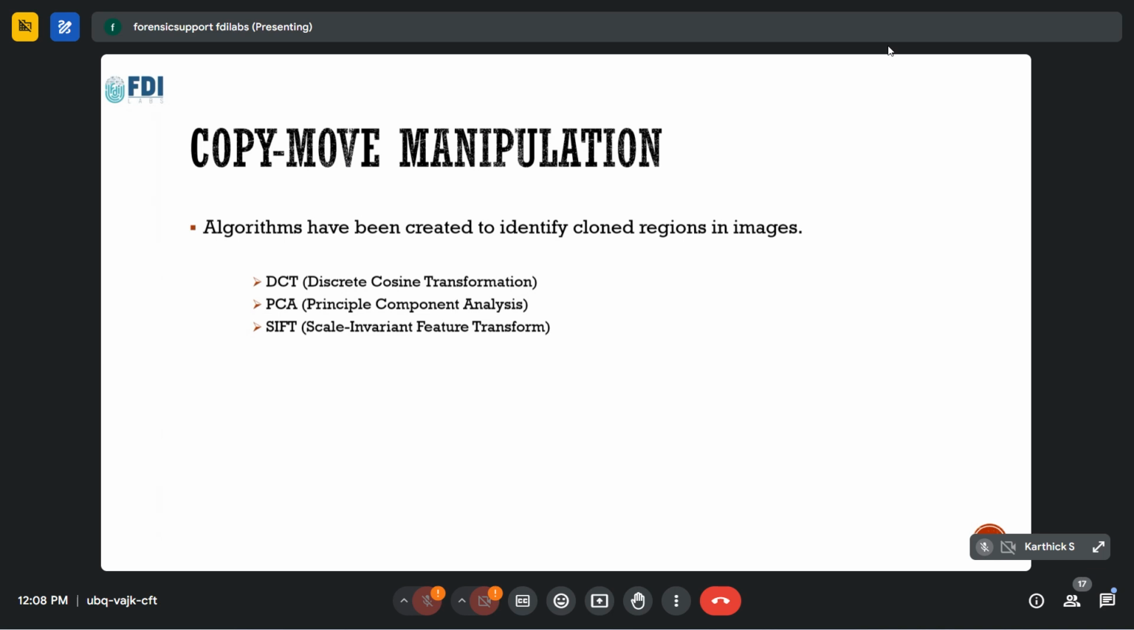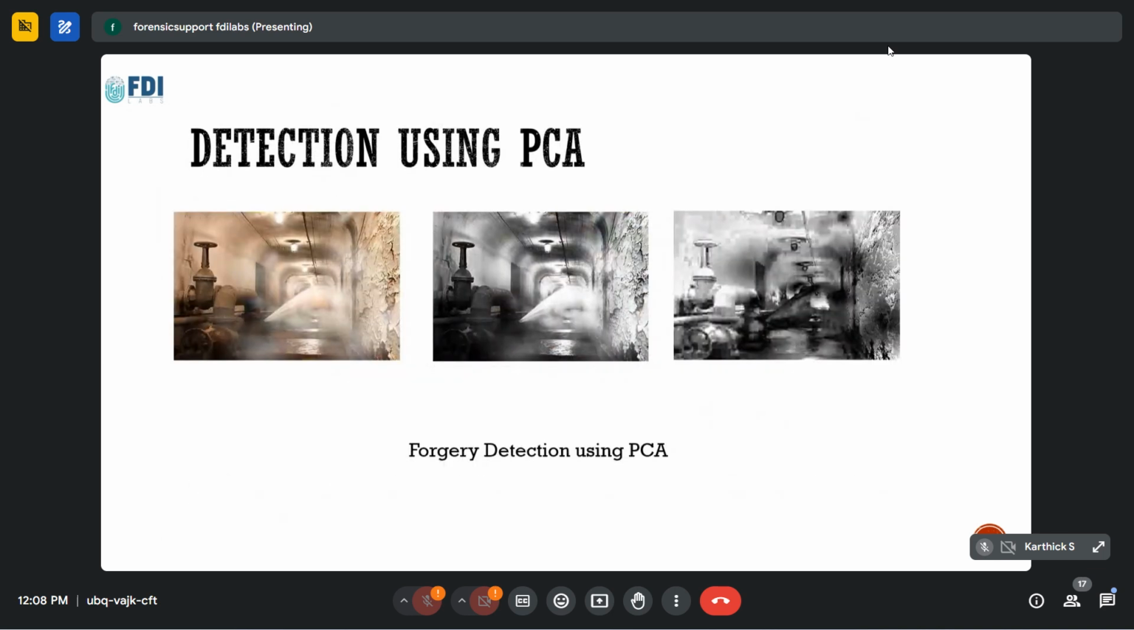The second process is PCA, principal component analysis. This is another process used in the analysis for detecting the cloned area. PCA can be used to detect that a particular manipulation has taken place, and we can see an example of how the PCA process works and how we can detect the cloning. This is used for the analysis of common factors in different fields.